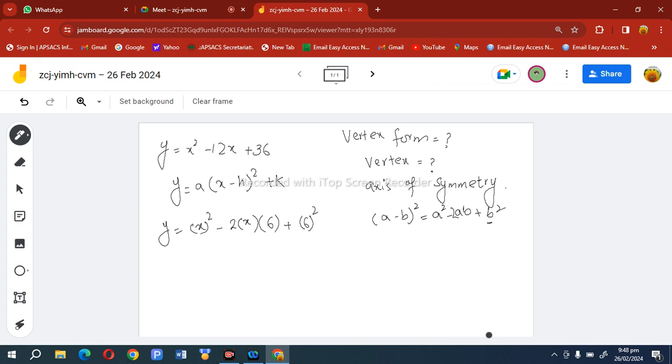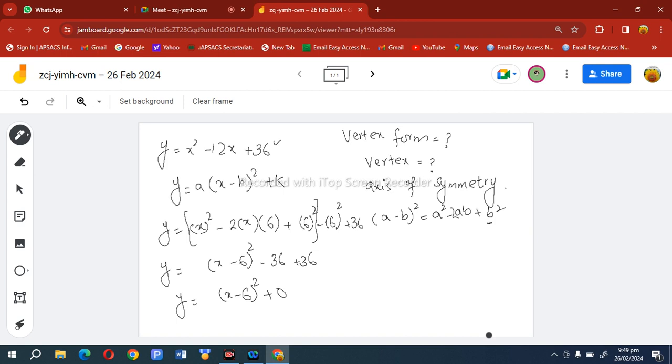You know that this is the rule: what we add, we have to subtract as well. So 36 I will write down here. Now you can see that this is a complete formula here: a squared minus 2ab plus b squared, which can be written as (a minus b) whole squared. So I will write it as (x minus 6) whole squared. Now this is minus 36 and plus 36, so it becomes 0. So y is equal to (x minus 6) whole squared plus 0.